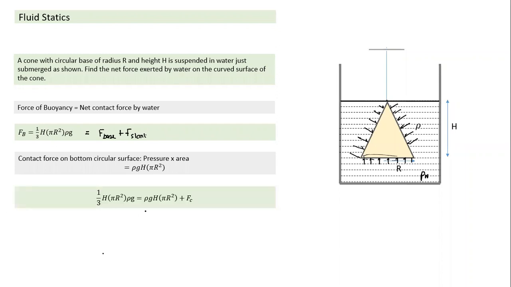Now let me write the equation here. Force of buoyancy is equal to, taking the upward direction as positive, the upward force in this direction plus Fc. I have taken Fc as positive, but Fc will actually come out to be negative, which will indicate that the net contact force acting on the slant or curved surface is acting in the downward direction. And it is very easy to find. You can get the number straight away. So is this understood?